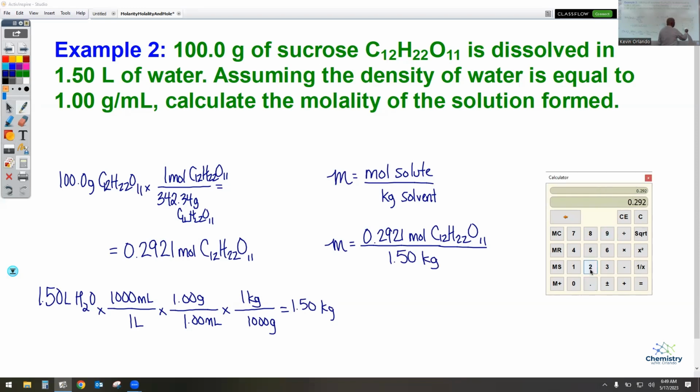Now we can drop in the 1.50 kilograms here. Take our 0.2921 moles divided by our 1.50 kilograms, and we get 0.1947, or actually 0.195 as our molality.